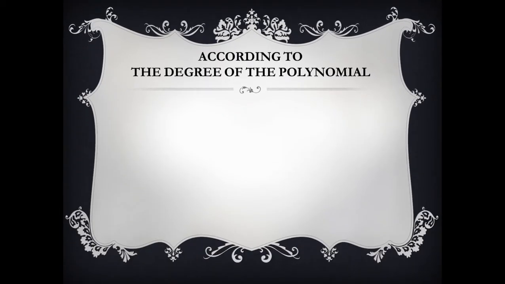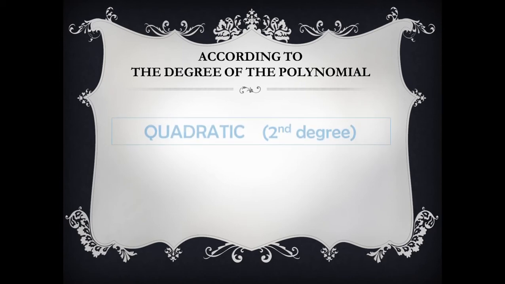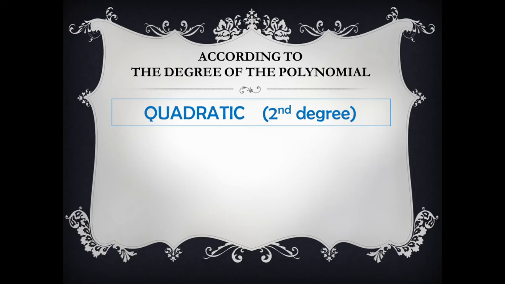What if the degree of the first term is 2? What do we call it? Let us see. It is called quadratic. Look at the examples. X squared minus y. Obviously, the degree is 2.